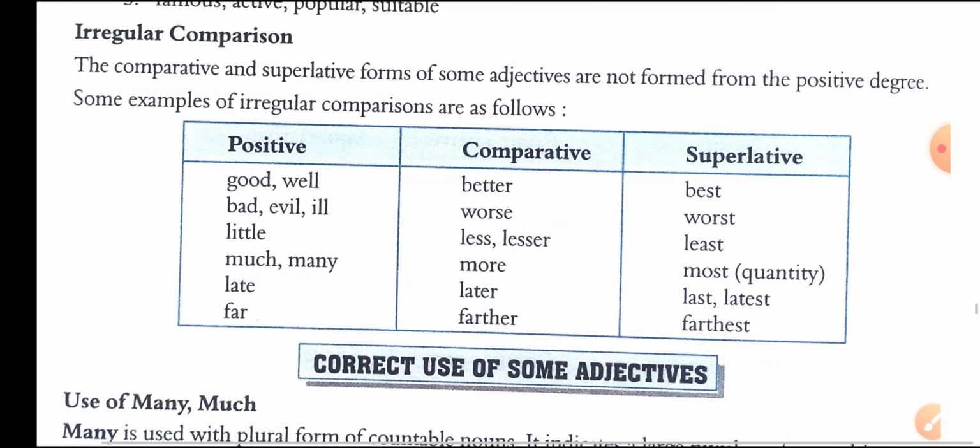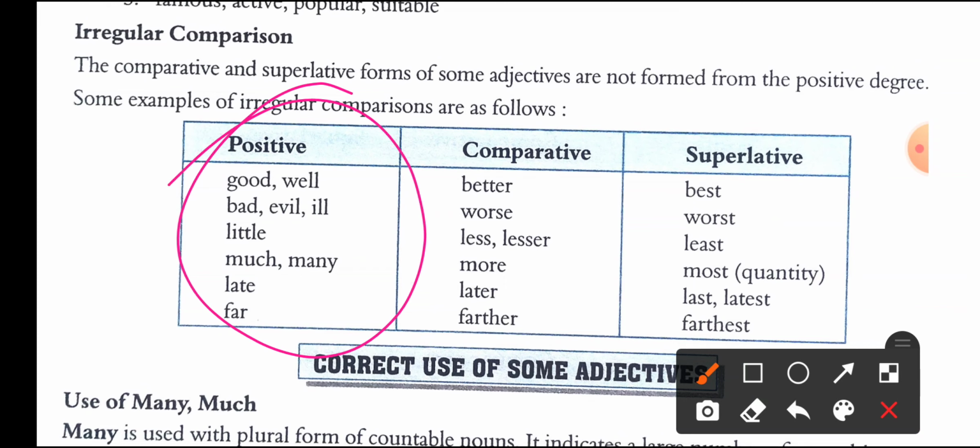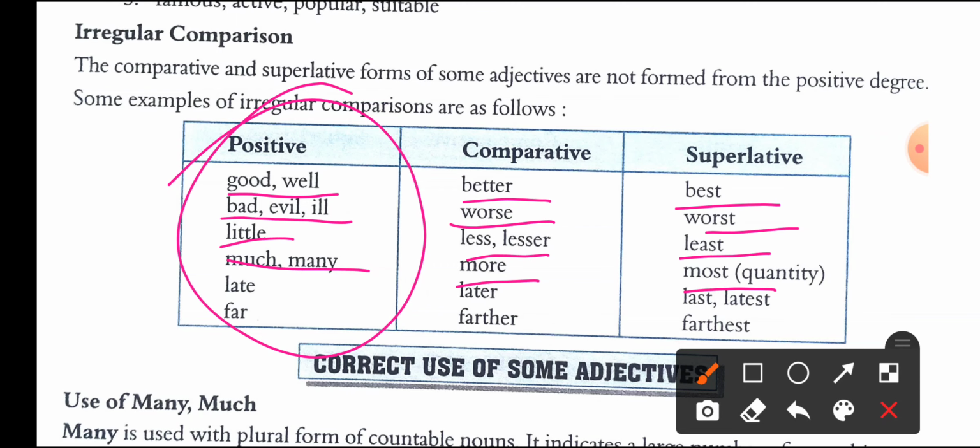Now some irregular comparisons are also given, which are different. So this column you have to learn. These are irregular. Here you will not add EST, IEST or more and most. It is different, as it is, you have to learn. Like good and well, both can be written as better and best. Bad, evil and ill: worse and worst. All three have the same forms, worse and worst. Little: less and lesser or least. Much, many: more, most. Quantity. Late: later, last, latest. Far: farther, farthest. So these are irregular comparisons, right?